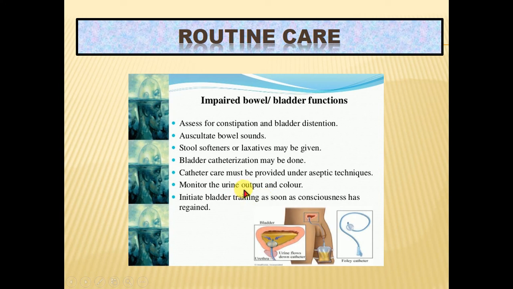Okay. Monitor the intake output, and also the color of the patient, and once the patient is conscious, we have to initiate the bladder training. And how do we give bladder training? Once the patient is conscious, and the catheter is removed, ask the patient to initiate urination. This may take time after the catheter is removed, and once the urine starts flowing, then ask the patient to stop in between, and again start, stop in between, and again start. So, this is how you train your bladder.